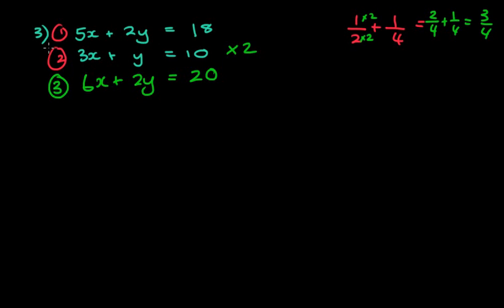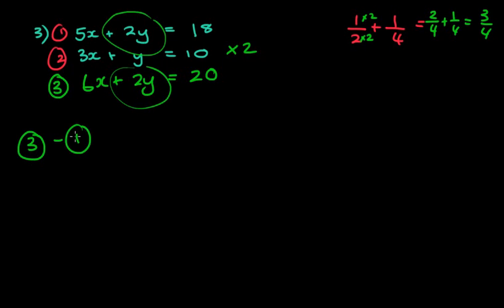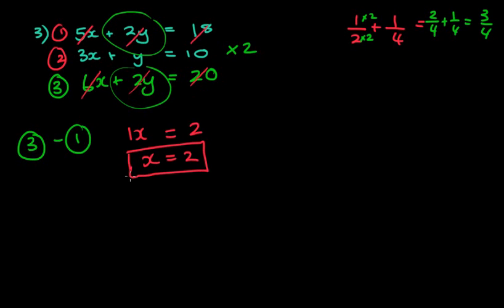Now, by using our subtraction method, we can see the 2y and the 2y are the same. So let's now say the third equation subtract the first equation. 6x take away 5x is 1x, or just x. 2y take away 2y is 0. 20 take away 18 is 2. So x equals 2. So look at that, nice.